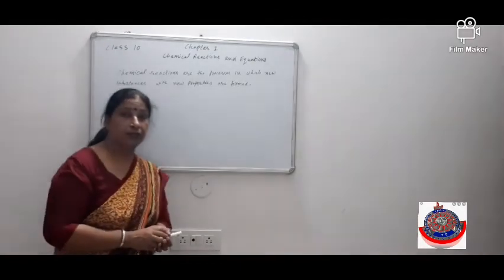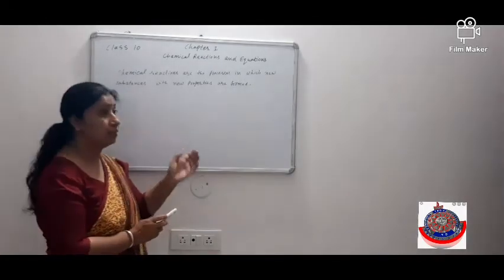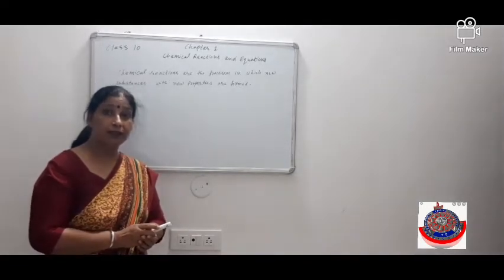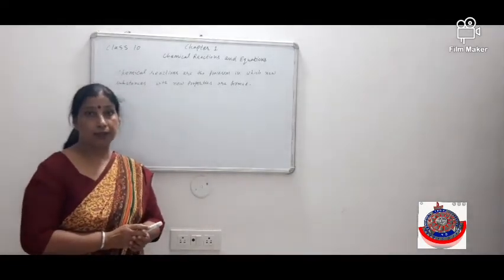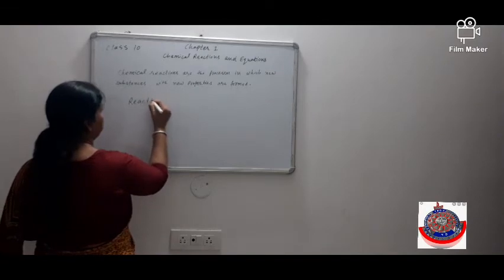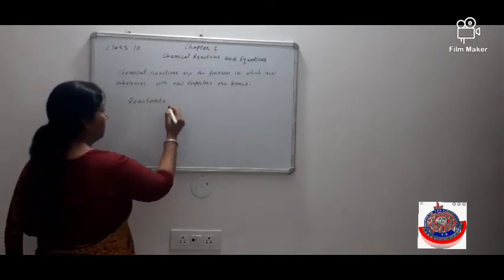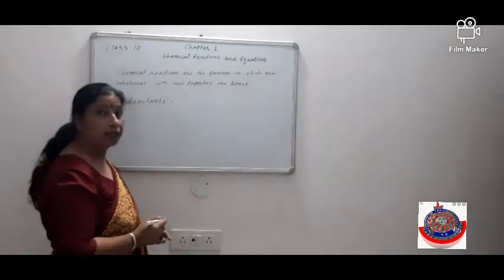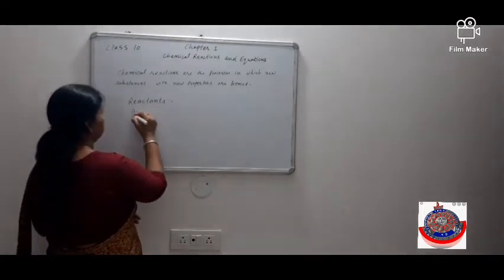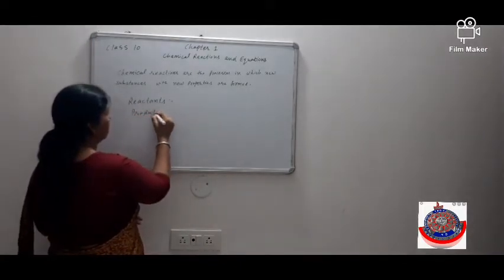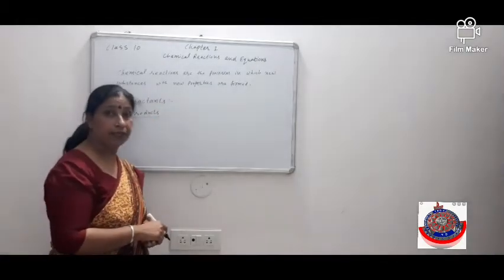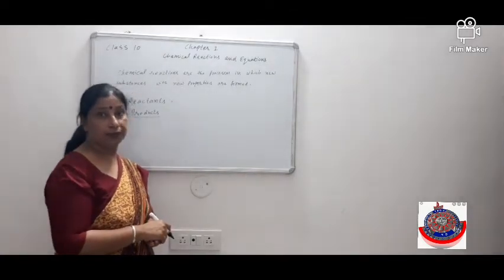What are chemical reactions? Chemical reactions are the processes in which new substances are formed with new properties. Now we will discuss reactants and products. What are reactants? Reactants, the substances which take part in the chemical reaction, are known as reactants, and products, after reaction, the result of the chemical reaction is known as products.